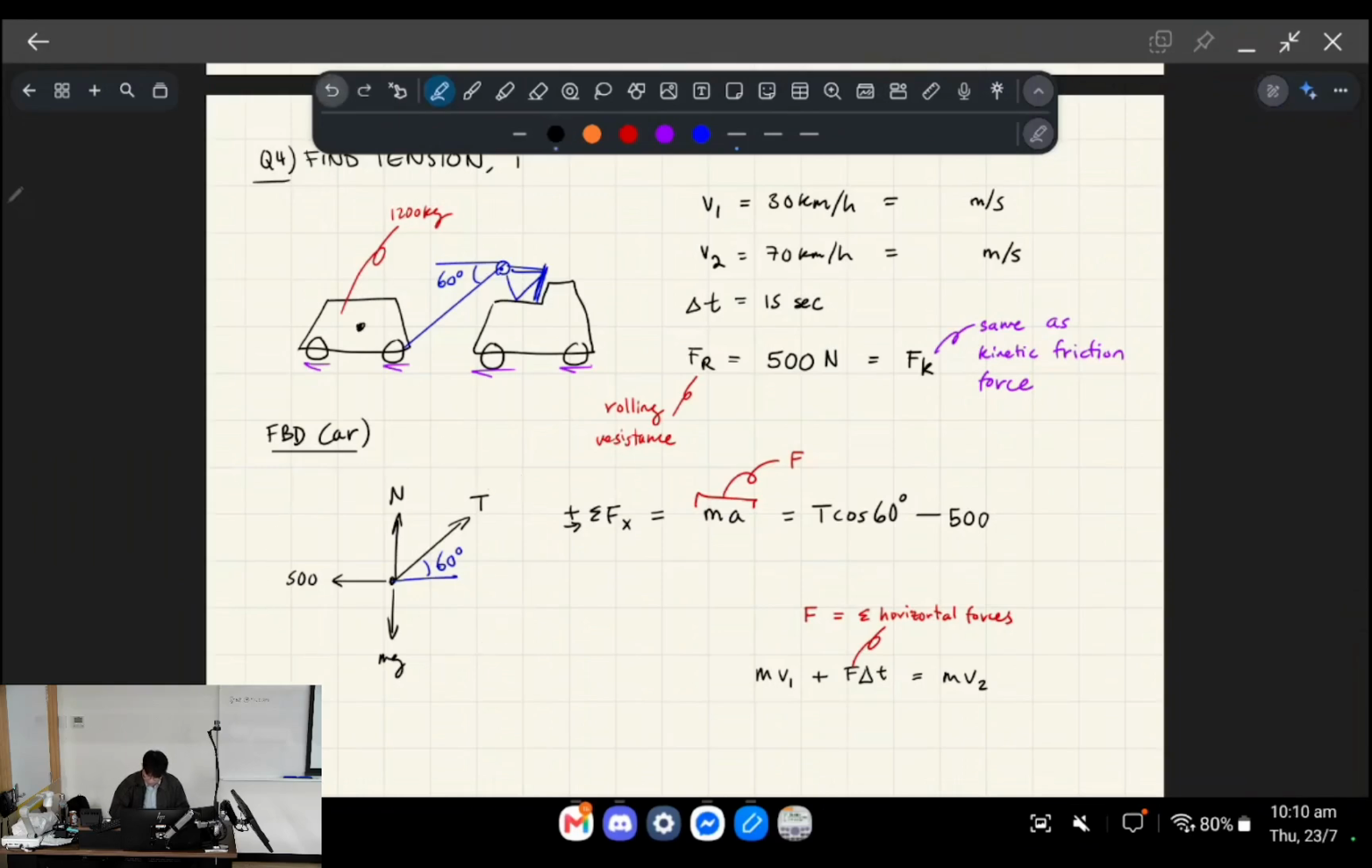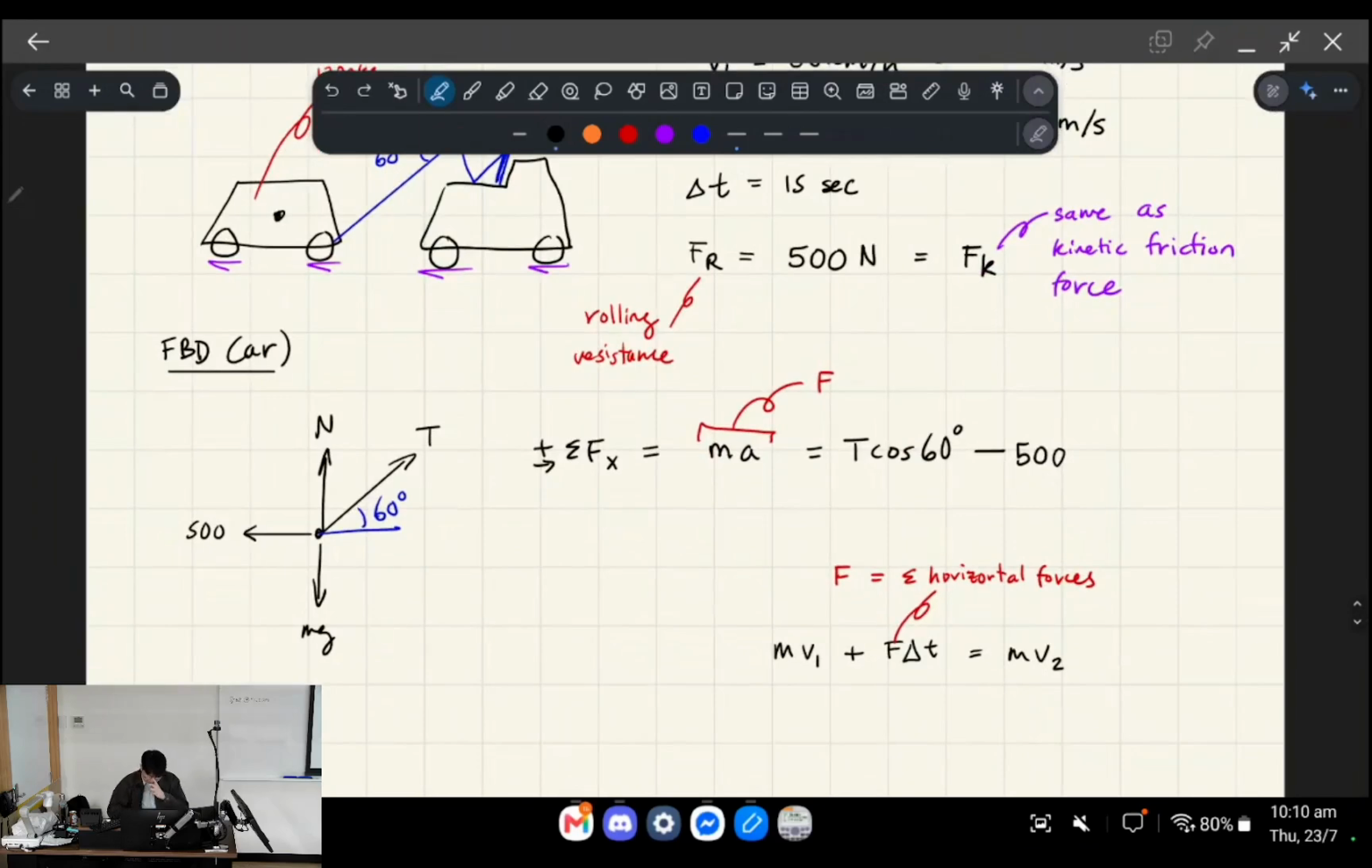This is the free body diagram of the car, and we're interested in the tension T, which is unknown. Actually, we don't care about the normal force in this particular question because we're already given the friction. So we don't need to directly work out the normal force. We're just interested in finding an expression for T, the tension in the rope. So we're going to take the horizontal direction's equation of motion.